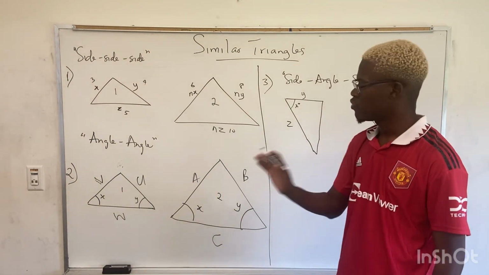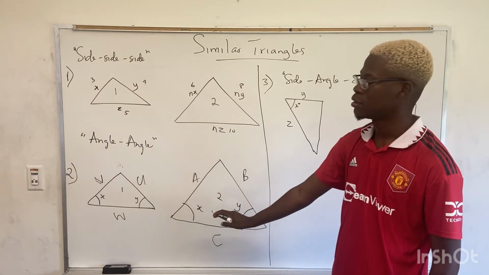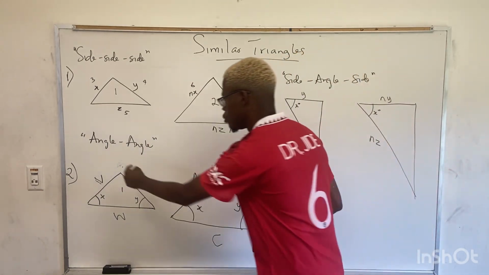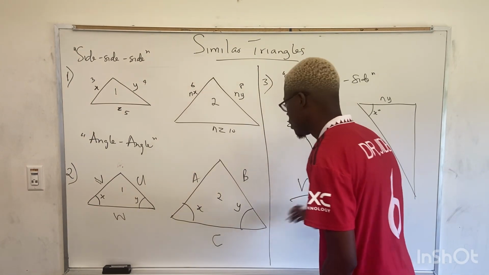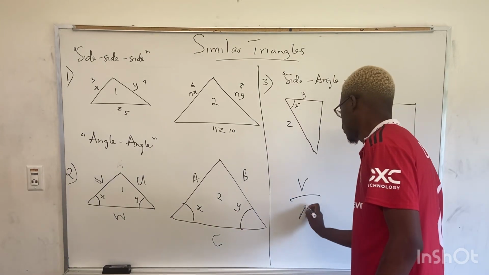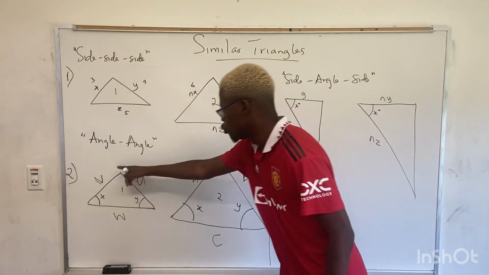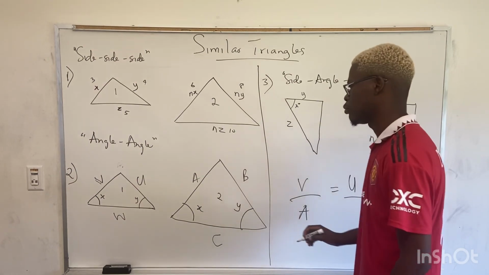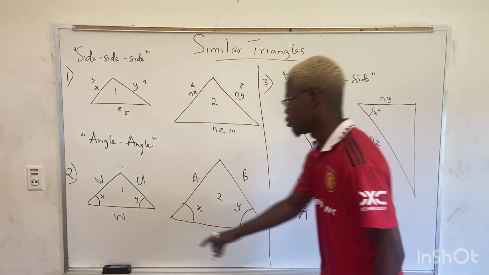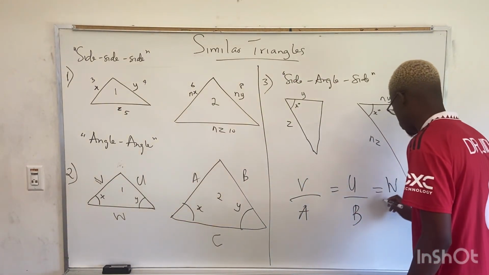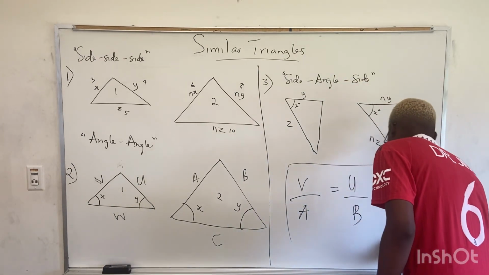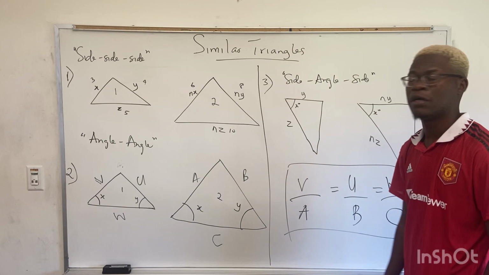Because you've identified that these two triangles are similar, you can create a proportion. You say V divided by its corresponding side, which is A, equals U divided by B, which is equal to W divided by C. This is the proportion you can create for similar triangles.